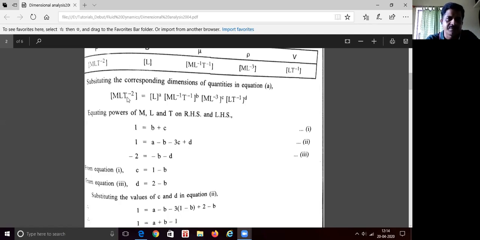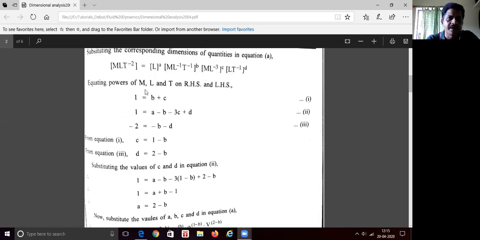Similarly, now let us equate the power of time. Left hand side power of time is minus 2, and right hand side the power of T is minus 1 raised to B, that is minus B, and the last one minus 1 raised to D, that is minus D, minus B, minus D. By equating all these, we got three equations, 1, 2, and 3. So from these equations, now we have to find the values of these. By three equations, we can get the value of C and D.